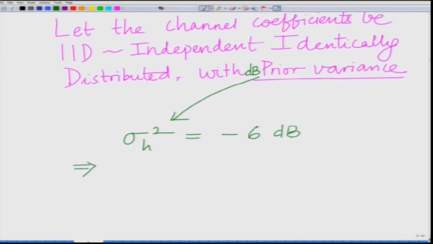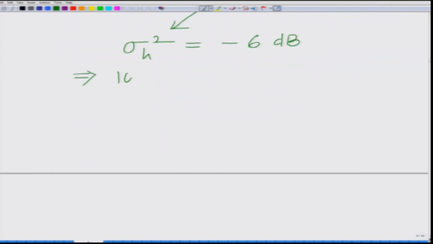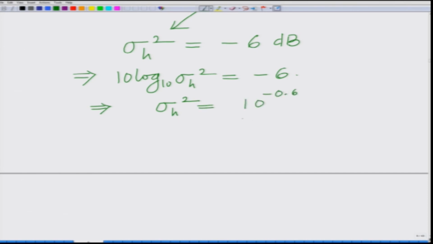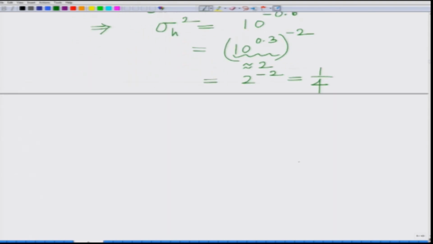Alright, the prior variance sigma h square is minus 6 dB, which implies 10 log 10 sigma h square equals minus 6, so sigma h square is 10 raised to the power of minus 0.6, which equals 10 raised to the power of 0.3 to the power of minus 2. We know 10 raised to the power of 0.3 is approximately 2, because 3 dB is approximately 2. So this is 2 raised to the power of minus 2, equals 1 by 4. So the prior variance sigma h square for each IID channel coefficient of the channel matrix H is 1 by 4. Okay. Now, let us look at the noise variance.